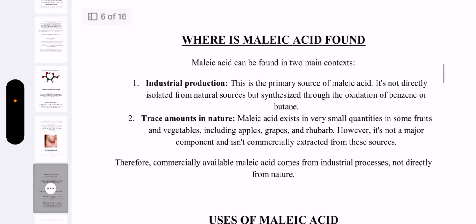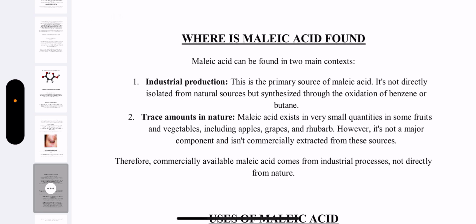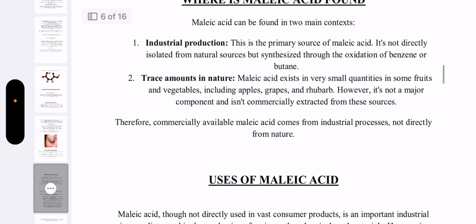Where is malic acid found? Malic acid can be found in two main contexts. Industrial production: this is the primary source of malic acid, and it is not directly isolated from natural sources. It is synthesized through oxidation of benzene and butane. Trace amounts in nature: malic acid exists in very small quantities in some fruits and vegetables, including apples, grapes, and rhubarb. However, it is not a major component and is not commercially extracted from these sources. The commercially valuable malic acid comes from industrial processes, not from nature.